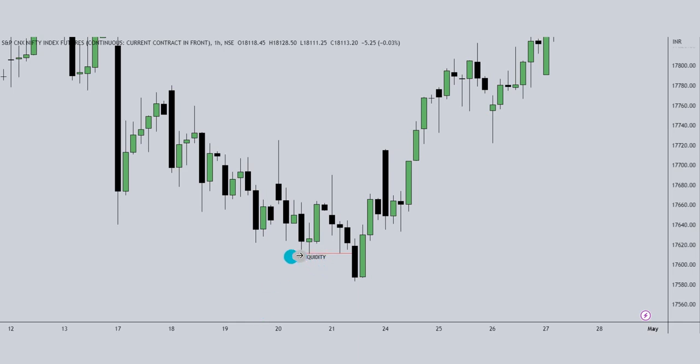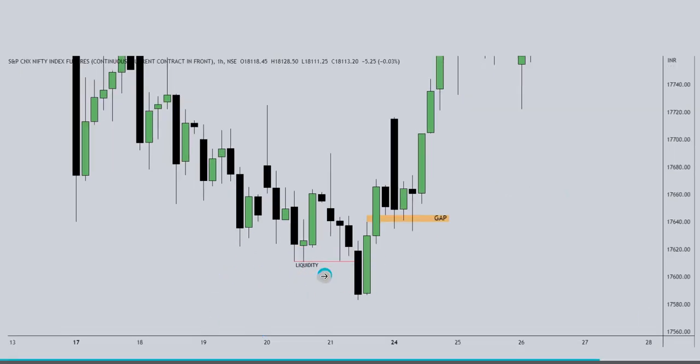So you can see that at this particular point, the market broke the equal low and took the liquidity right here. Again, you can see that this is a gap. The market created a gap here. The market went back down again, and the market went up from that particular point. So this is how you have that concept.